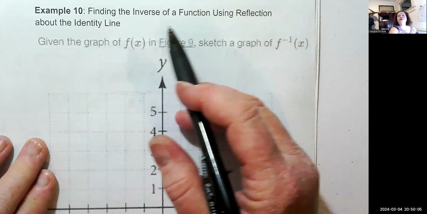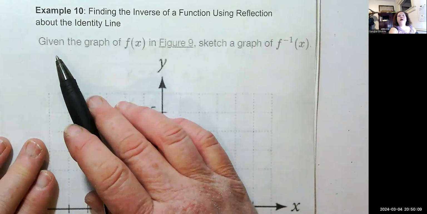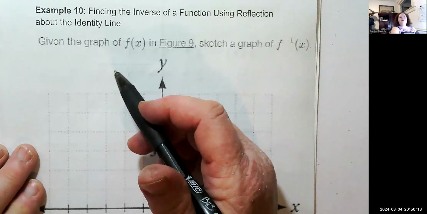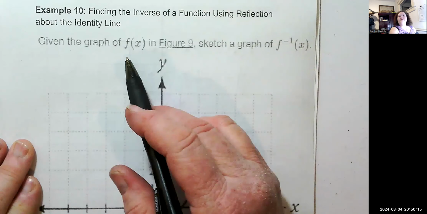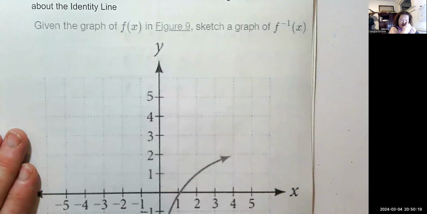All right, we're going to find the inverse of a function using a reflection about the identity line. Identity line is just one of your toolkit functions. Given the graph of f of x that's provided here, sketch the graph of the inverse of f.